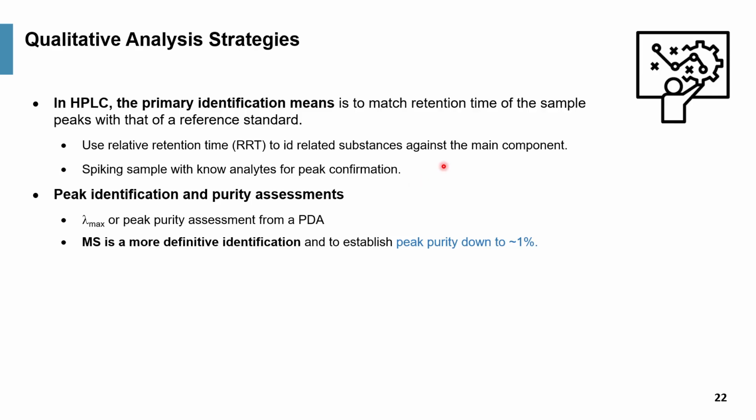But the best way is to use a mass spec compatible method and use a single quad mass spec to really verify your peak ID. That's the best way. For peak identification and peak purity assessment, one can use PDA, but PDA purity assessment is really not very useful. Mass spec gives you a more definitive identification, either by eyeballing or just looking at the mass spectrum. You can perhaps identify any impurity hidden underneath a big peak down to about 1%.